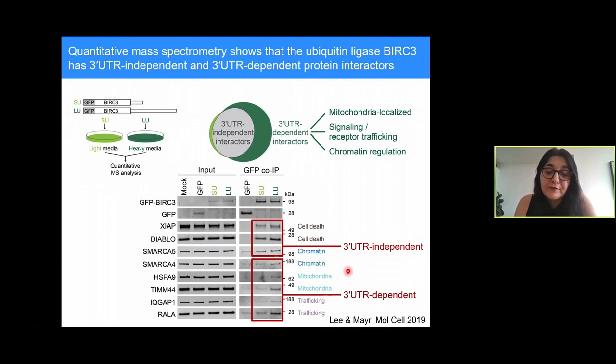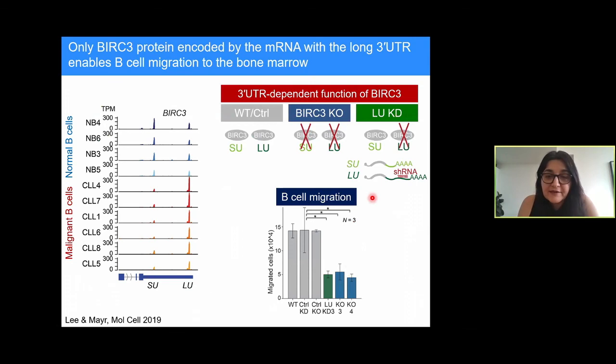Okay, so then we wondered, what are the 3'UTR dependent functions of BRC? And to do this, we generated several experimental systems. So my postdoc Peggy Lee made BRC knockout cells. So those are B cells that lack BRC3 entirely. And she also made LU knockdown cells, where she used shRNAs to target exclusively the extended part of the long 3'UTR. So this gets rid of BRC protein made from the long 3'UTR isoform.